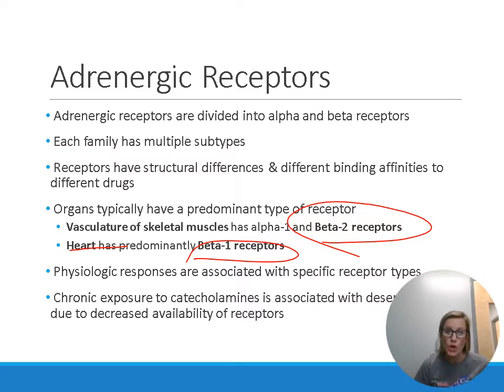One thing that's important to note, chronic exposure to catecholamines is associated with a desensitization over time. Because when you have constant release of epinephrine or norepinephrine, the target cell internalizes receptors, right? It downregulates its receptors to make it less sensitive to that. So chronic exposure to catecholamines does make the patient desensitized over time.